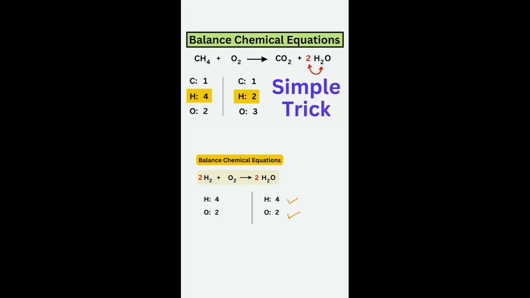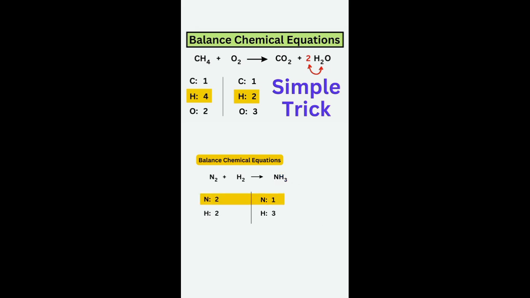Let's move to our second problem. Nitrogen reacts with hydrogen to form ammonia. This is the unbalanced equation that we have. Let's count atoms. On the left we have N2, which means 2 nitrogens. We also have H2, which means 2 hydrogens. On the right we have NH3, which means we have 1 nitrogen and 3 hydrogens.